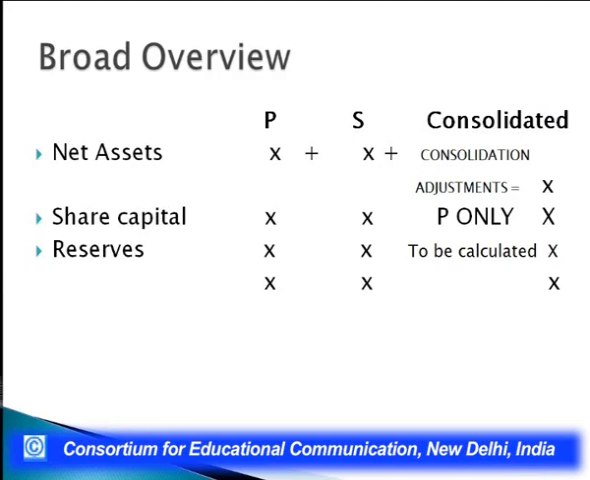Of course, certain adjustments are required, which we will be discussing in a subsequent lecture. So we add item by item the assets of the parent company and the assets of the subsidiary company, and we show them together in consolidated financial statements. That's the assets part.